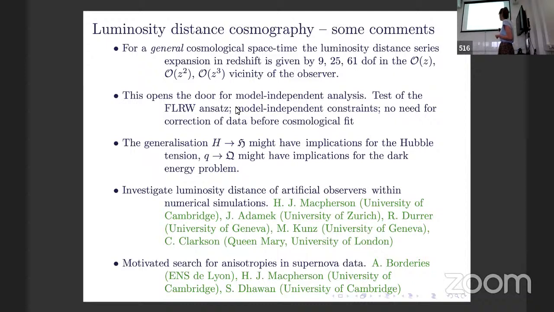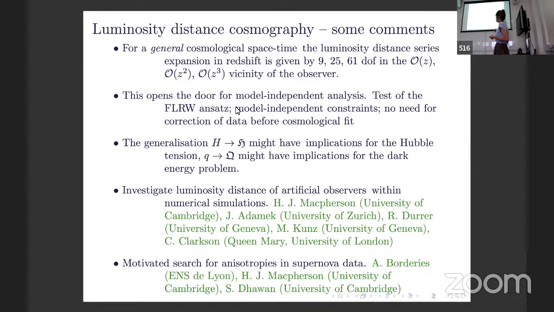And we also might be able to take into account all of the cosmological features in one cosmological fit, instead of correcting data beforehand for anisotropies, as is often done in Lambda-CDM-based analysis, where we first correct for peculiar velocities and so on. Here we can, in principle, fit for everything in the same cosmological fit.